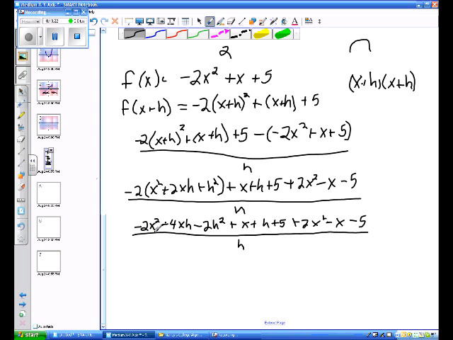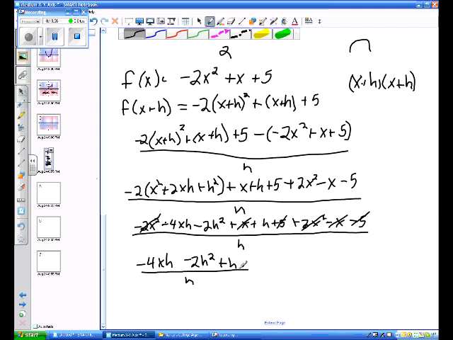Now, we're ready to combine. And if you remember, what I said earlier was every term that doesn't have an h in it should drop out. Well, we have a negative 2x squared and a positive 2x squared. We have a positive x and a negative x. We have a positive 5 and a negative 5. And so what I'm left with is negative 4xh minus 2h squared plus h all over h.